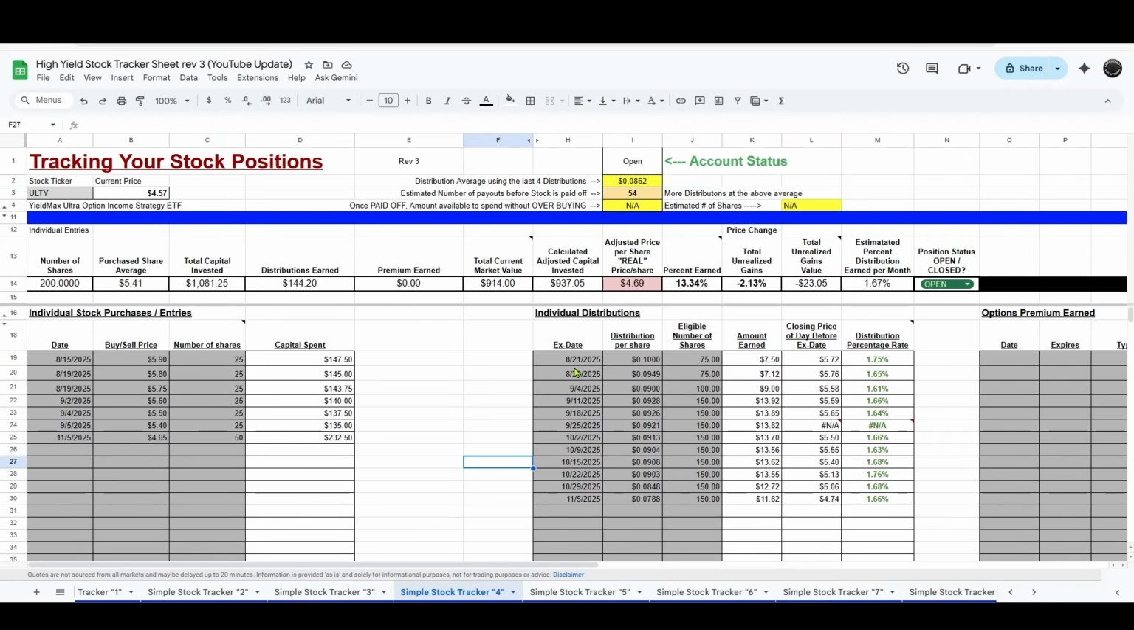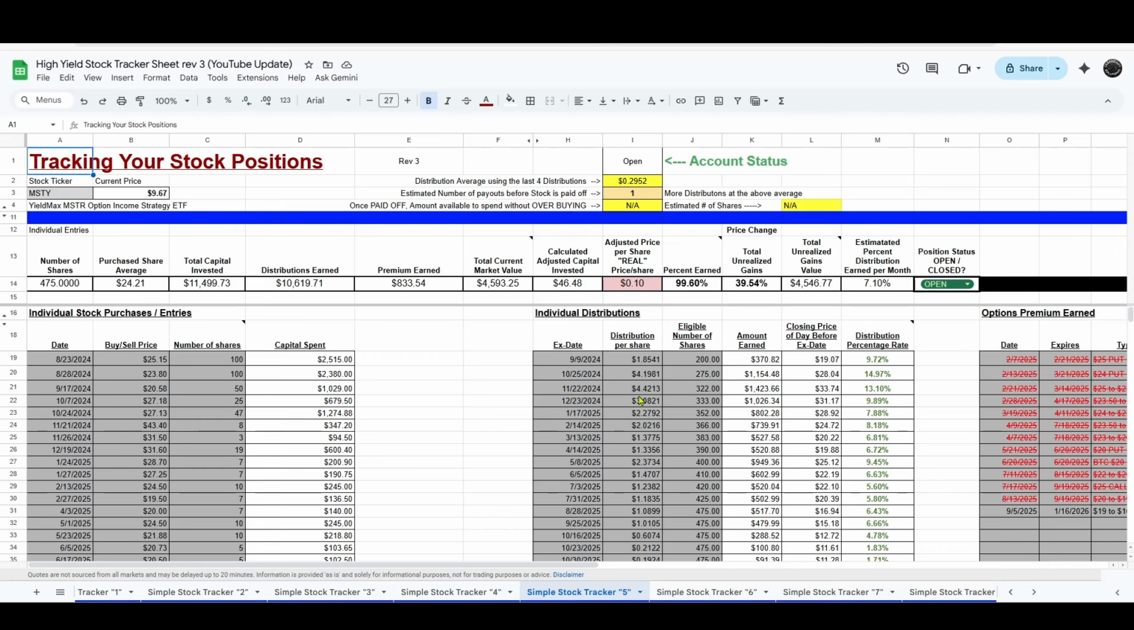And moving on to my favorite, and that's MSTY. And why is it my favorite? Well, because as you can see, my real price per share being 10 cents. And if you picked up on my little giveaway earlier, when I said that PLTY might be my second one I get paid off, that's because my first one is going to be MSTY.